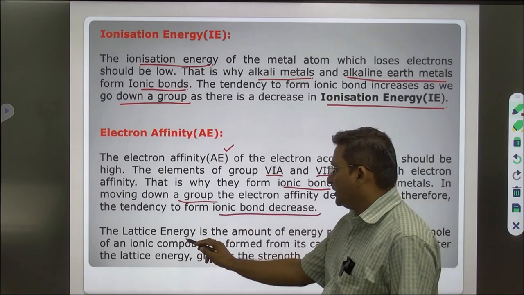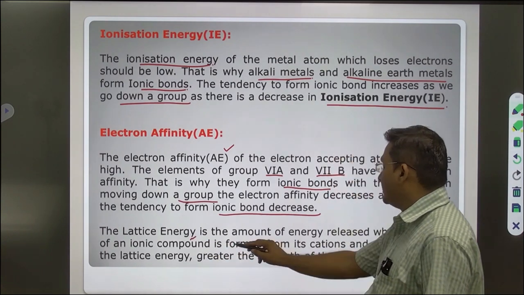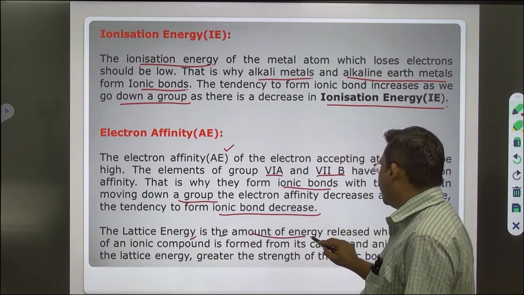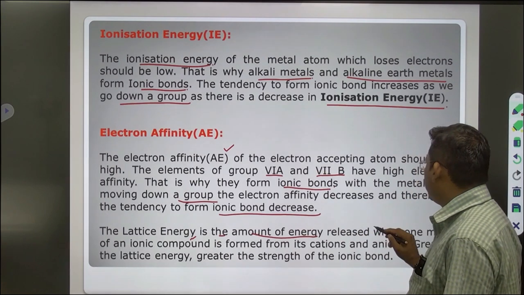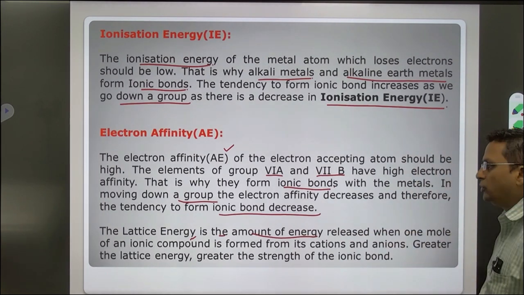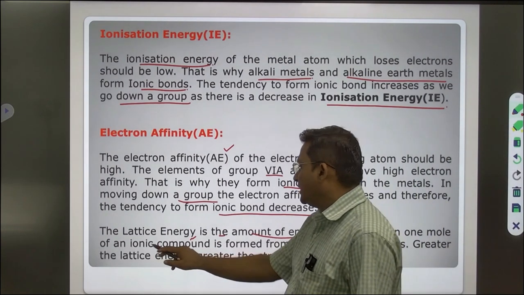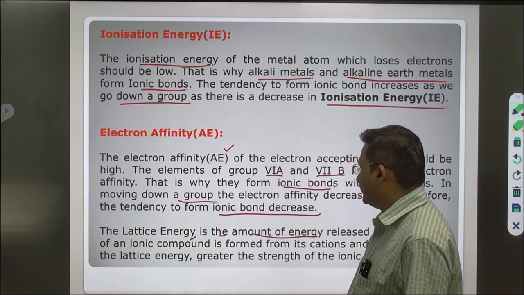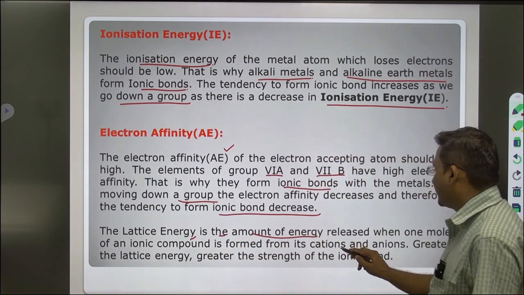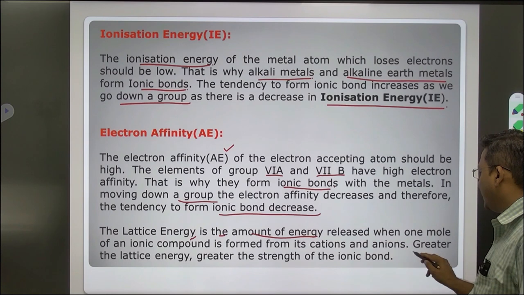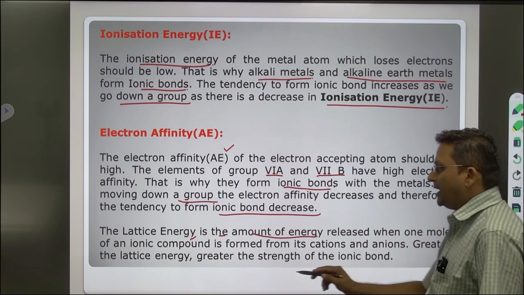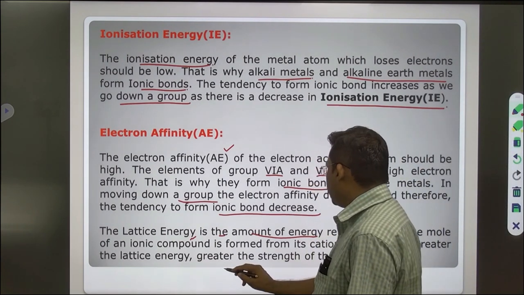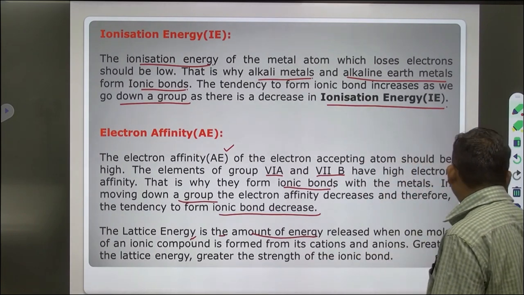Lattice energy. Lattice energy is the amount of energy released when the molecule of an ionic compound is formed from its cation and anion. The greater the lattice energy, the greater the strength of the ionic bond.